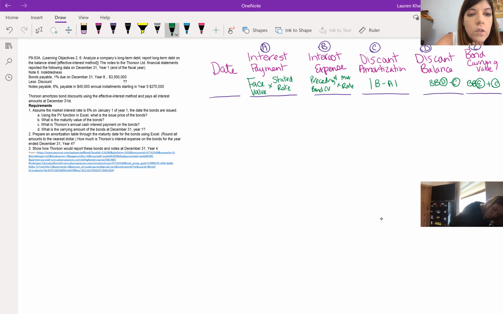So the notes to Thornton Limited financial statements reported the following data on December 31st, year one, end of the fiscal year. Note 6, indebtedness. So debt. Bonds payable 1%, due on December 31st of year 8, 3.5 million. So we're going to go through and label all of this information as we go.